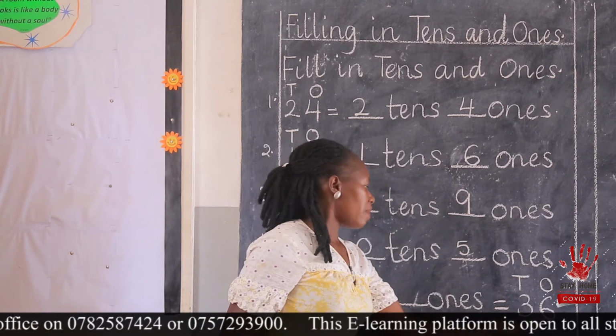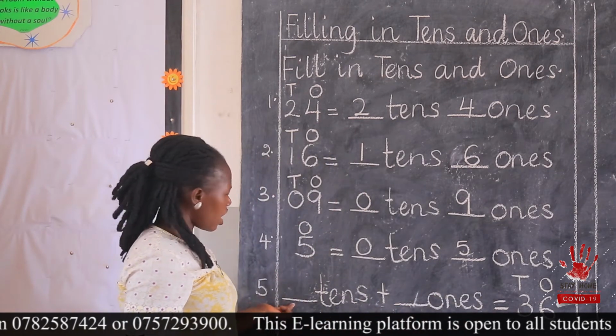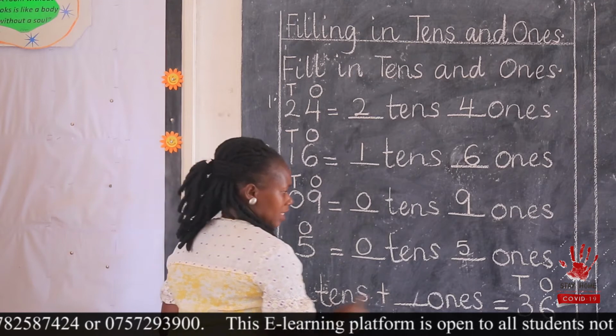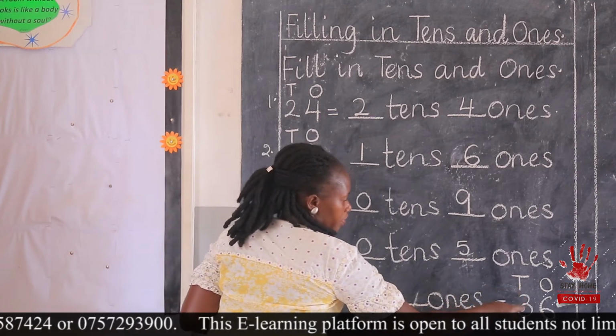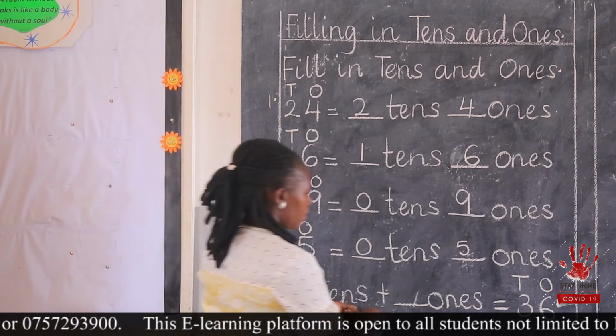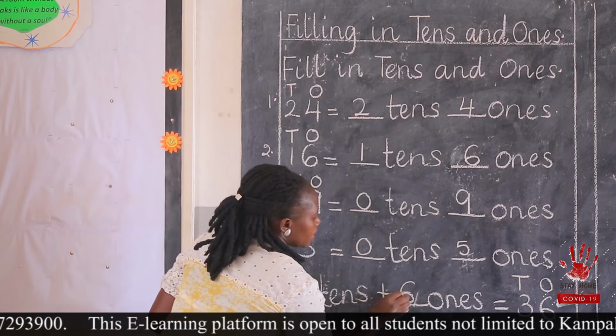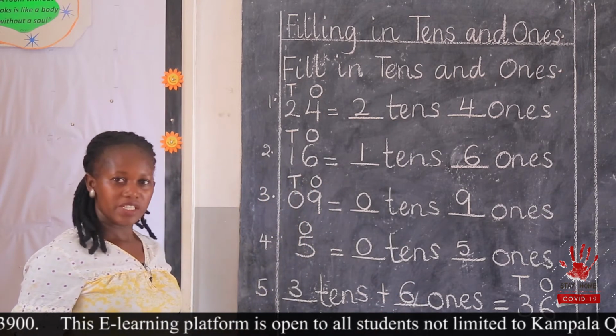Then I will transfer my numbers into their place values. Which number is in the place of tens? It's 3. 3 is in tens. So I will write my 3 here. Which number is in ones? It's 6. So I will write my 6 there. That's how easy it is.